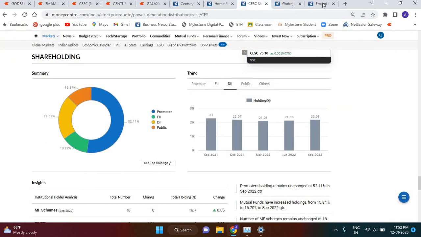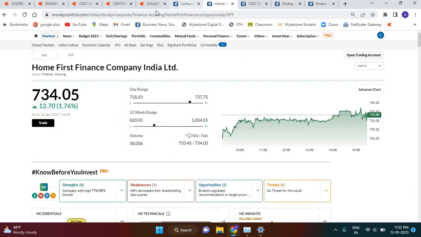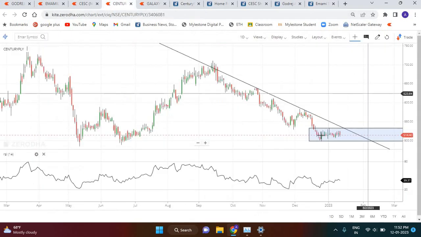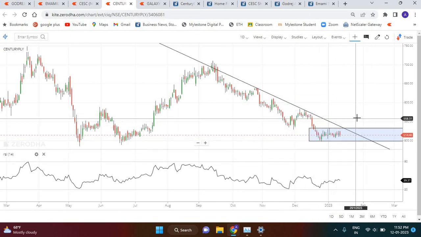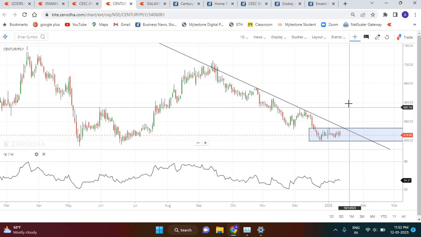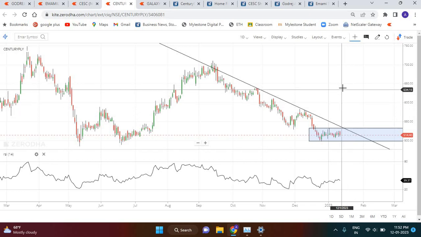Sex has good fundamentals, good. Emami has a chance of reversal. Godrej Agro is looking good. Home First, not much interested. Century, you have seen that technically when it breaks out, we can enter and try to get some decent profit on this. All depends on market conditions. If Nifty goes down, then everything will go with that.